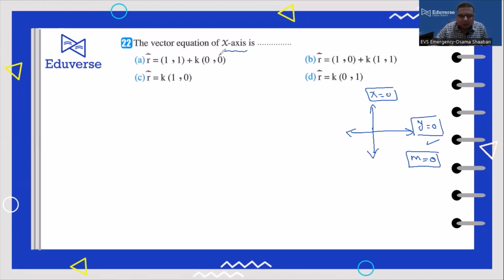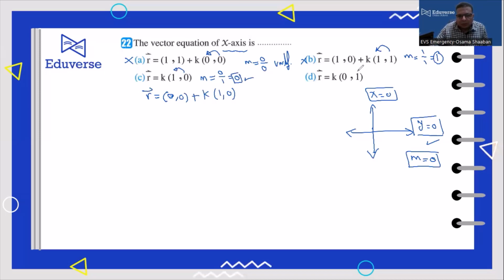For this vector, the slope would be 0 divided by 0, which I can't divide and find. But I need the slope to be 0, so I can't choose that. Here, 1 divided by 1 will be 1, but I need the slope here. Here also, the r vector equals 0 and 0 plus k times 1 over 0 and 1 over 0, through the origin point. So the slope here is 0 divided by 1, so it will be 0. It's a true slope.